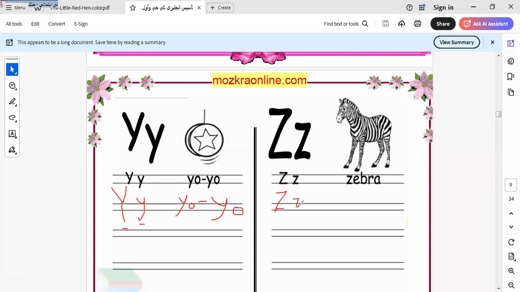Capital Z and small z for zebra. Here we have capital Y and small y for you, capital Z and small z for zebra.